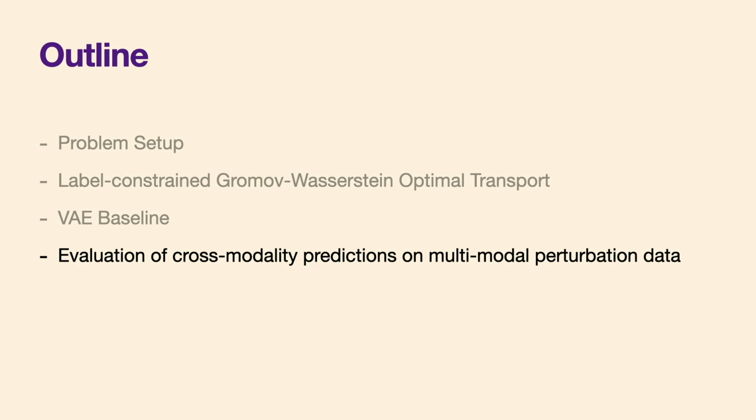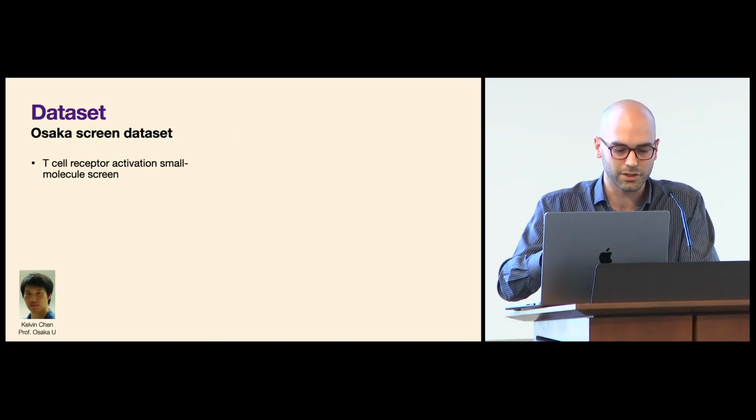Right, so now I'm going to discuss our application to real data. The bad news is we don't have real data of images and sequencing. Either way, it wouldn't be paired, so it would be tough to assess a matching algorithm. So I'm going to use a surrogate type of data. This is data produced in the context of a collaboration with Professor Kelvin Chen at Osaka University. This is a chemical screen data set where we take T cells and activate them with anti-CD3, anti-CD28 antibodies, but in the context of small molecules.